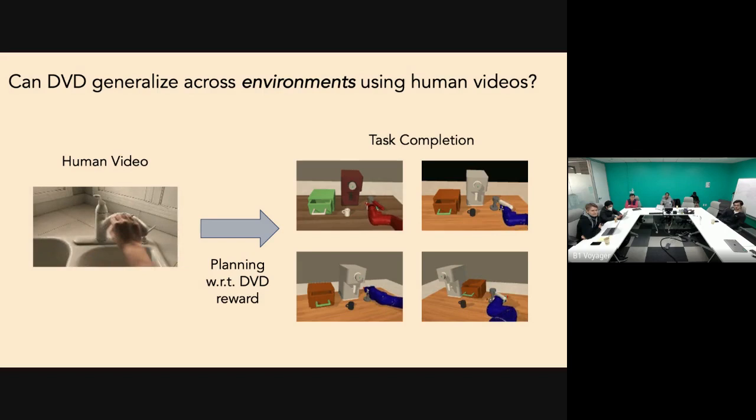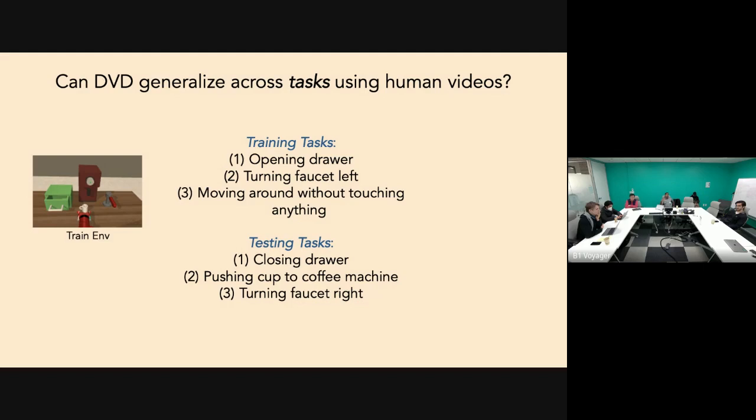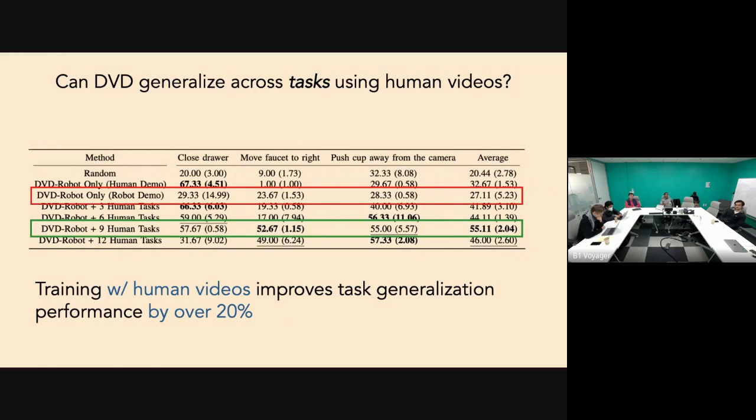Cool. And then the next thing, just quickly, is we also basically asked the same question, but not about environment generalization, but about task generalization. So we hold out from both the human videos and the robot data the target tasks we evaluate on, and then test on them. So these tasks are unseen to the reward function.